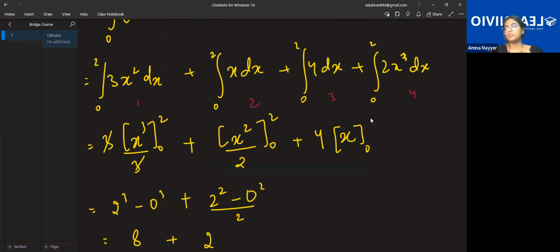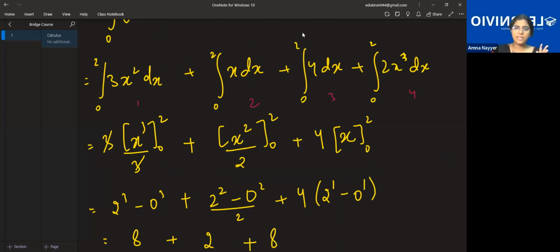Integrating it from 0 to 2. Now see, for 4 you are putting the upper limit first. x to the power 1 becomes 2 to the power 1, minus the lower limit, 0 to the power 1. So, yes, a little bit of error there. So this becomes 8.